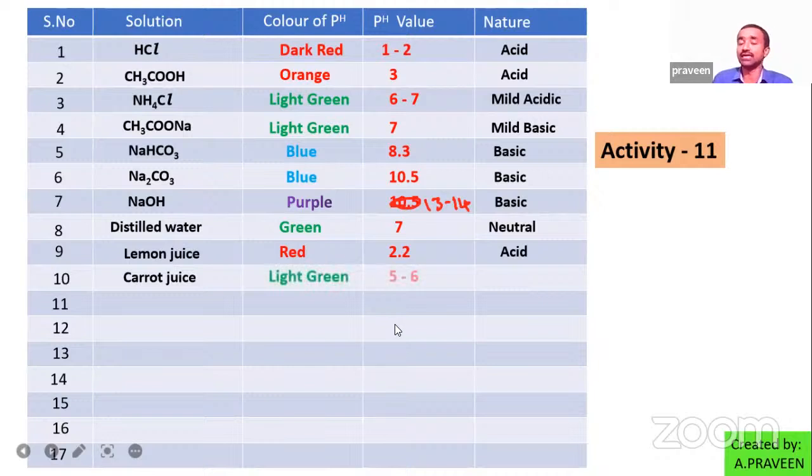Next substance is carrot juice. It gives you light green. It is in the 5 to 6 range, and mild acidic. Next, coffee, acidic only. It is also giving you somewhat light green.